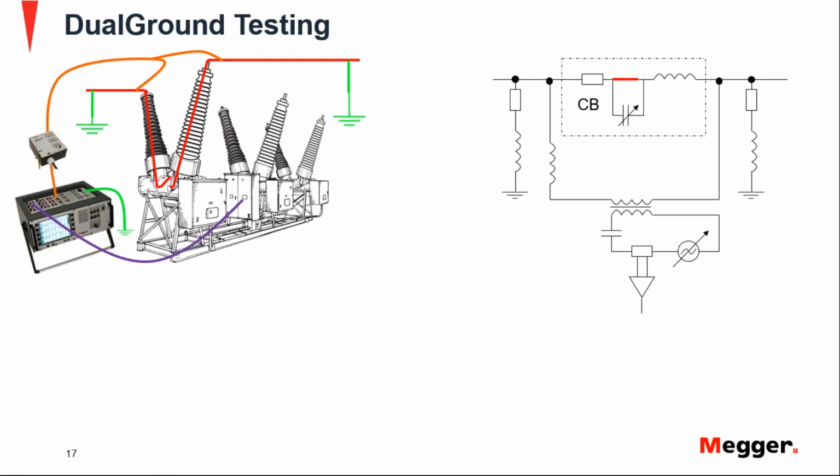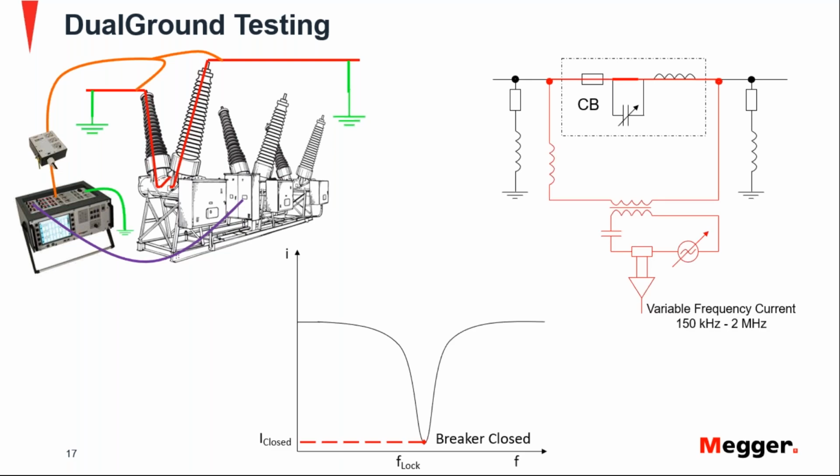So if we close the breaker and we apply a variable frequency current, and we change the frequency until finding the lowest current point, it means that we are tuned to this circuit and we are going to have the lowest current. So now that you have identified a lowest point, if you operate the breaker, as soon as the breaker opens, the circuit is not tuned anymore, and that current is going to be higher, as I'm showing here. So anytime you operate the breaker, current will change.